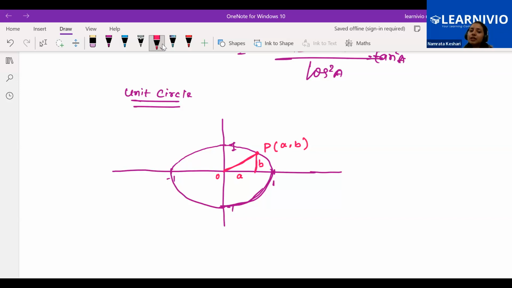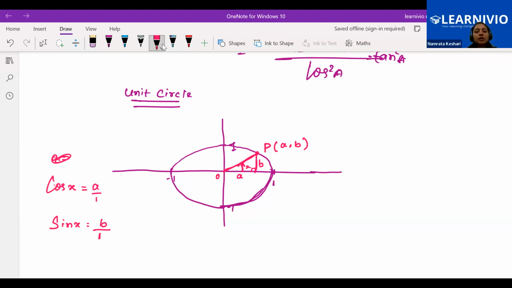Now we have also figured out that, if we say this angle is x, then cos x is equal to adjacent side over hypotenuse, that means A, and sin x is equal to opposite side over hypotenuse, that is B. So we can say A is nothing but cos x, and B is nothing but sin x.